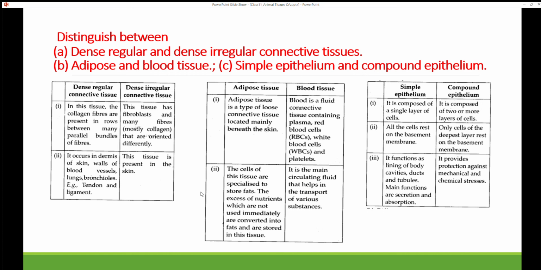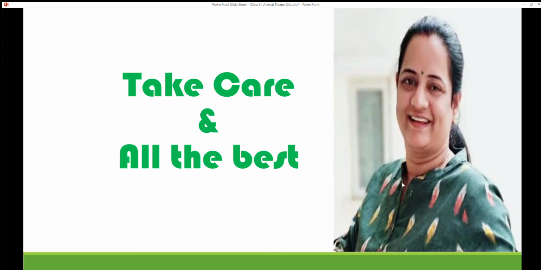Another kind, you can read, is dense regular connective and dense irregular connective tissue. In dense regular tissue, the collagen fibers are present in rows between many parallel bundles. The dense irregular has fibroblasts and occurs in the dermis of skin and walls of blood vessels. Simple epithelium you can easily write, because simple is always a single layer, while compound has more layers, a basement membrane, and tubules and ducts, that is against stresses. Thank you. All the best.